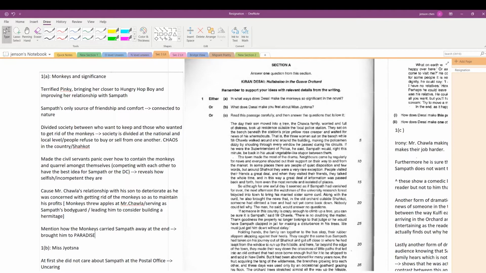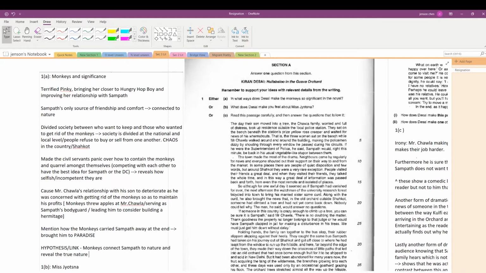Alright. The important thing is you mention how you phrase the point and how you link it by talking about the consequence. In fact, one great thing would be if you could link up everything by saying perhaps the monkeys. Okay, so hypothesis or link. Monkeys restore Sampath. Monkeys connect Sampath to nature and reveal the true.